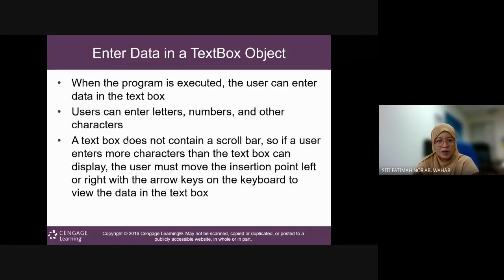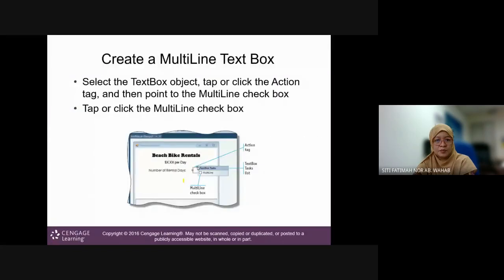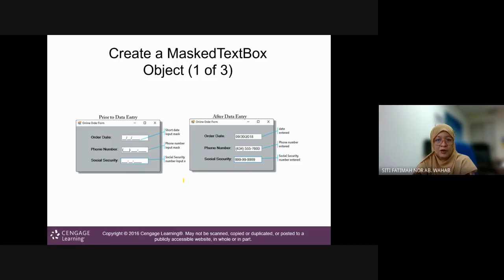So a text box does not contain scroll bar. So the user must move the insertion point left or right with the arrow key on the keyboard to view the data in the text box. So kalau you nak guna multiple line, you boleh klik yang multi line tu. Kalau mask, what is a mask text box? Nampak tak? Ni dia dah letak bentuk dia.